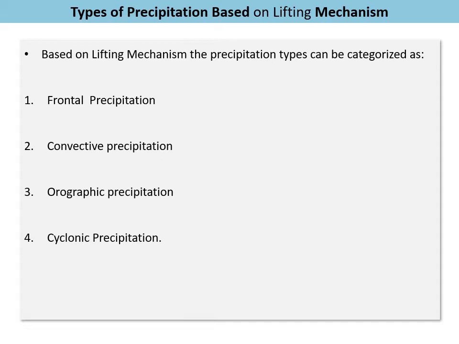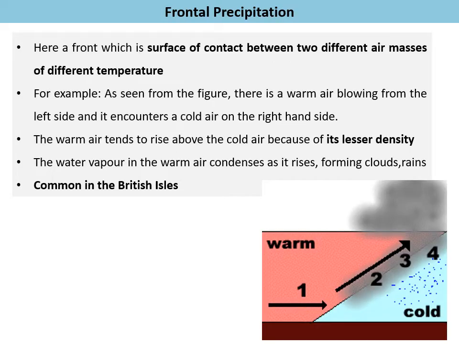So based on this lifting mechanism, precipitation is classified into frontal, convective, orographic, and cyclonic. Let us discuss these types of precipitation one by one. So let us discuss frontal precipitation.